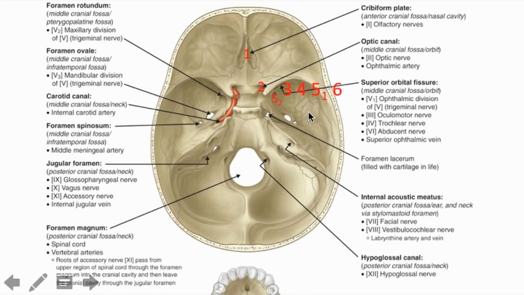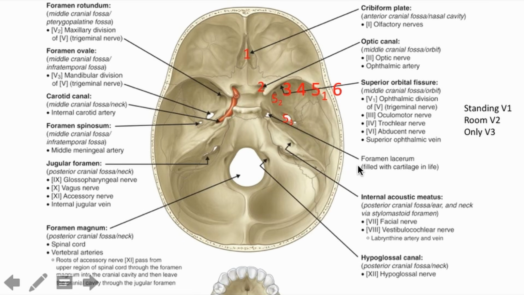Then we have the V2, or the second branch of the 5th cranial nerve. It's the maxillary division, right? That travels through the foramen rotundum. Then we have the foramen ovale, which is right here, and the third portion of the trigeminal nerve, or the mandibular division, travels through the foramen ovale.